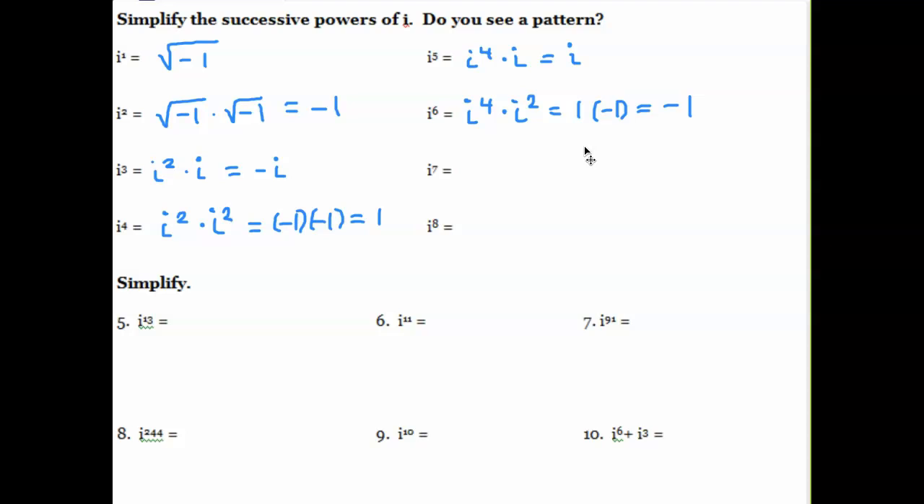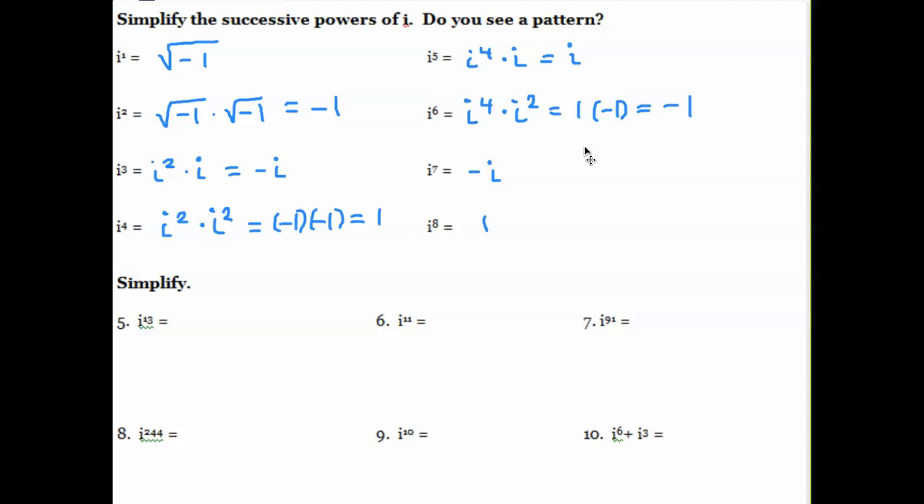i cubed and i to the 7th are also going to simplify to be the same. So that becomes negative i. i to the 4 and i to the 8 are the same. That pattern is going to continue forever and ever. The i's fall into an infinite loop of a cycle of 4. So what that means is every 4, it goes back to the beginning.